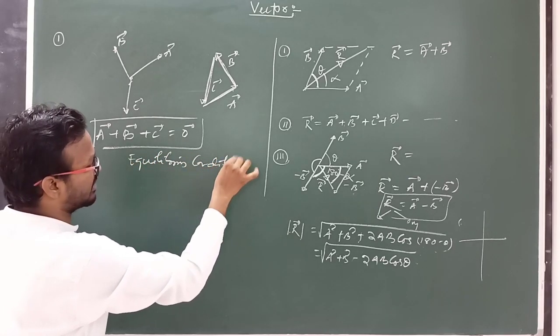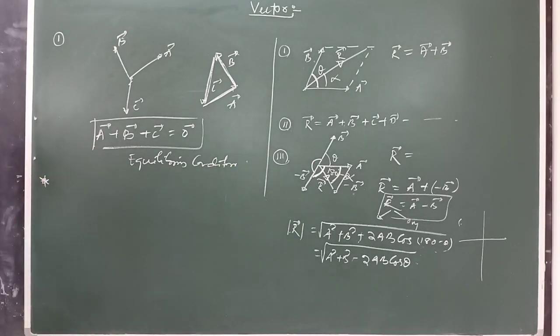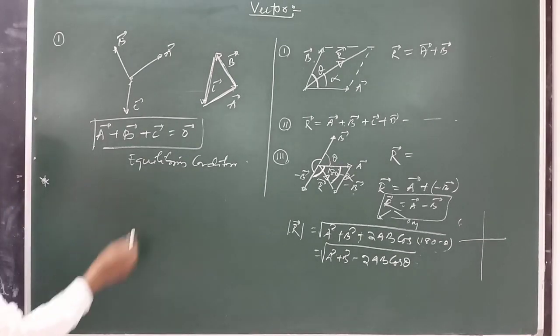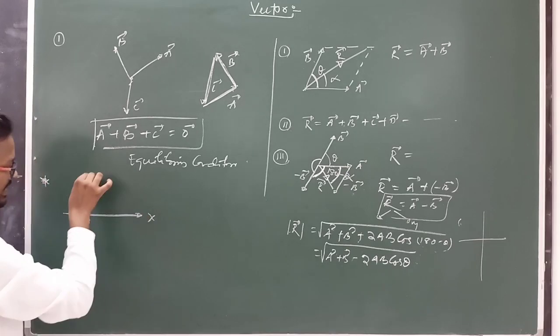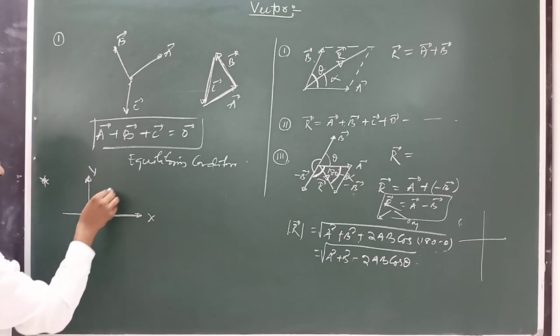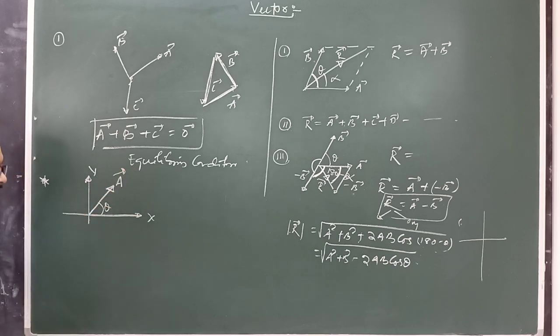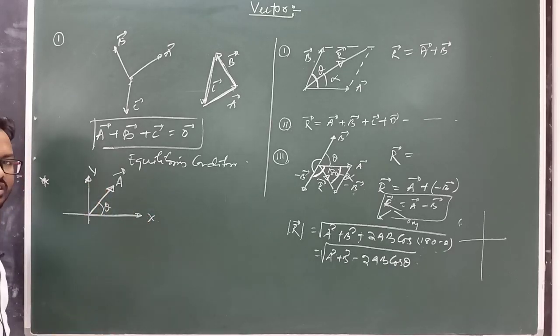Next point, we already know what is resolution of a vector. It means splitting of a vector into its rectangular components. Suppose in a two-dimensional figure, here is the x-axis and this is the y-axis, and suppose this is a vector A which makes an angle theta with the positive x-axis. Now we have to find its rectangular components along the x-axis and y-axis. You can say the projection of vector A along the y and x-axis.